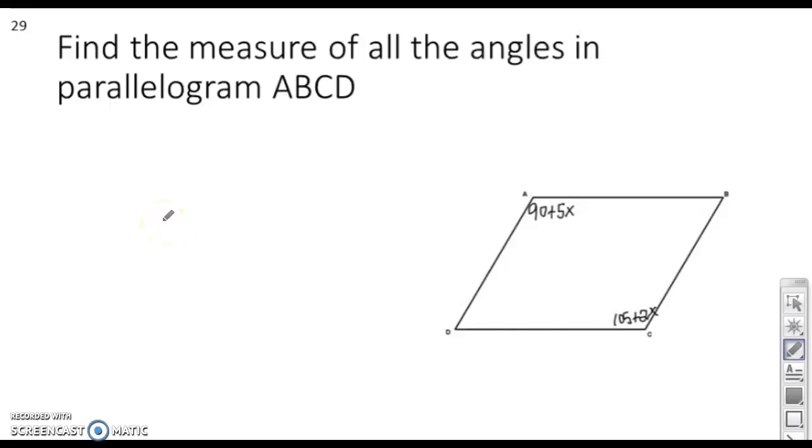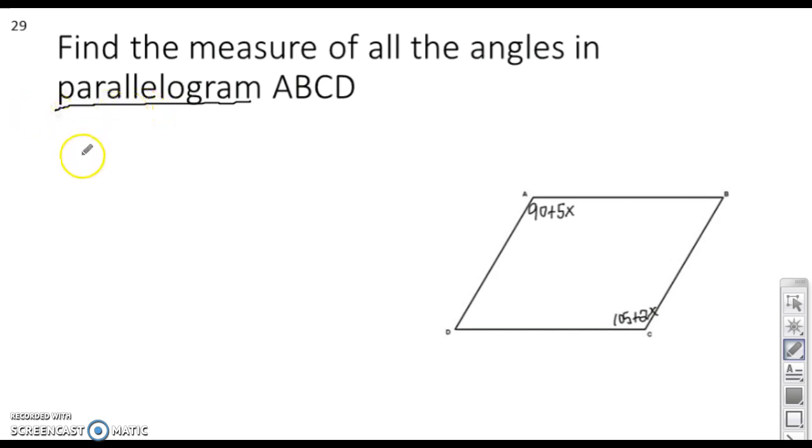The measure of all the angles in the parallelogram ABCD. Okay, so a couple of things we have to remember. Because it's a parallelogram, we know two things about the angles. First of all, well, we know three things.